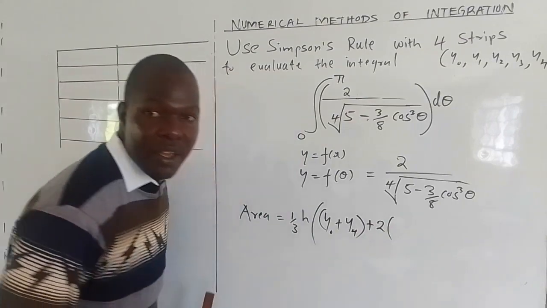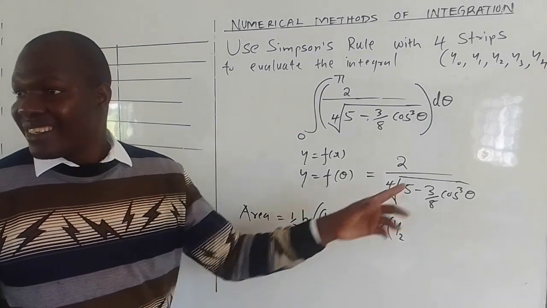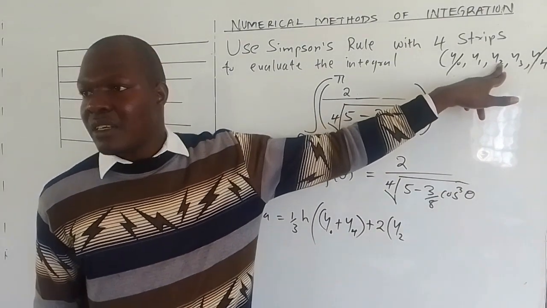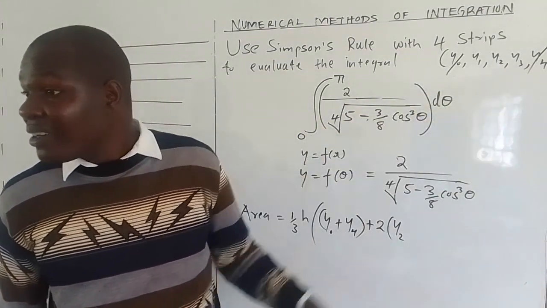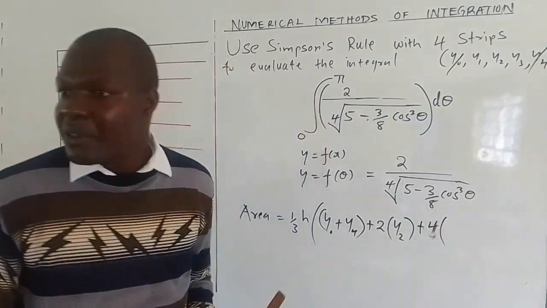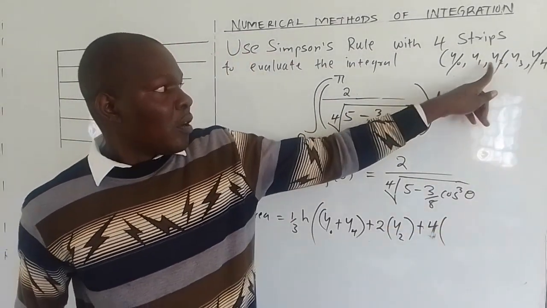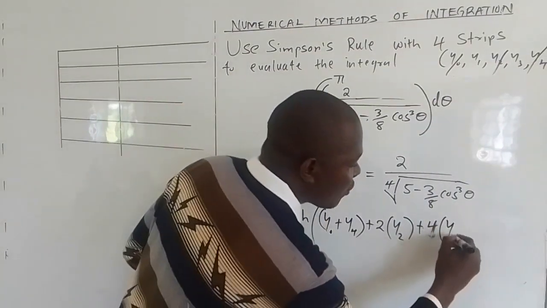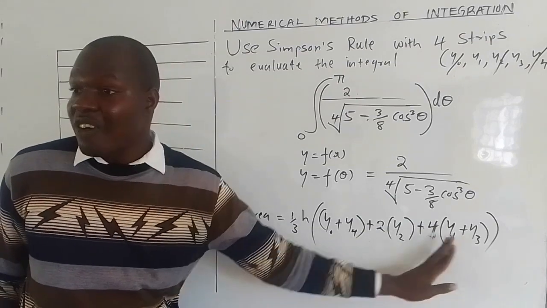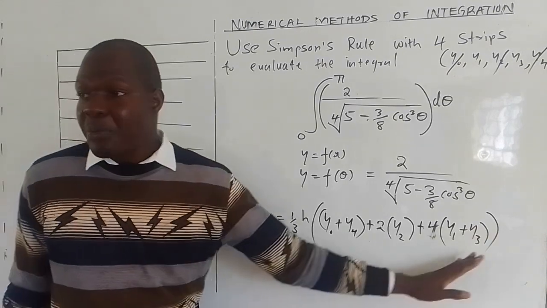Then 2 times the evens, isn't it? y2, because you can see 2 by 2 is 4. So 2 is for the evens. If you pick this and this, how many evens are left? Only y2. So it is 2 times the evens plus 4 times the odds. How many odds are left here? We've now selected that. How many odds are left? y1 and y3. 4 times y1 plus y3. So you can see 4 times 1 is 4, 2 times 2 is 4. That is the criteria of mastering it, isn't it? Are we together? So this is the Simpson's rule we are using.